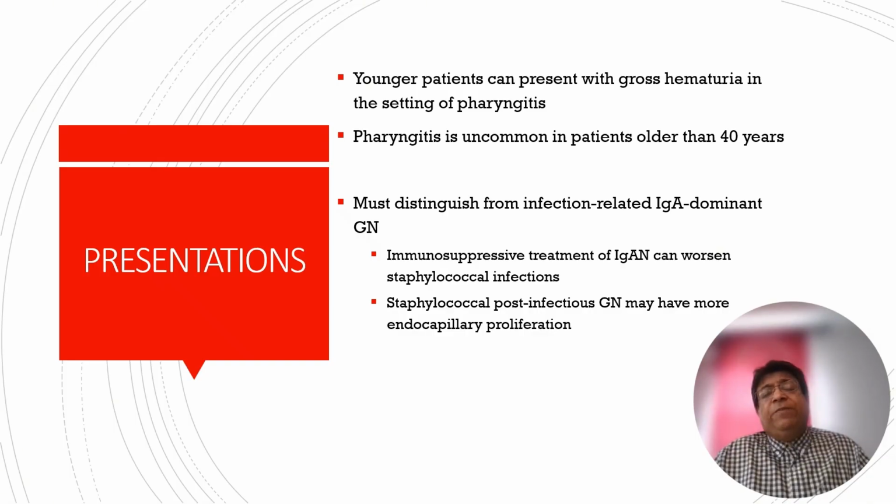As far as IgA nephropathy, one must distinguish it from infection-related IgA-dominant glomerulonephritis, because immunosuppressive treatment of IgA nephropathy can worsen staphylococcal infections. And staphylococcal post-infectious glomerulonephritis may have more endocapillary proliferation.